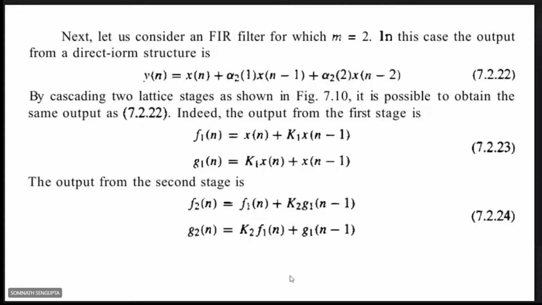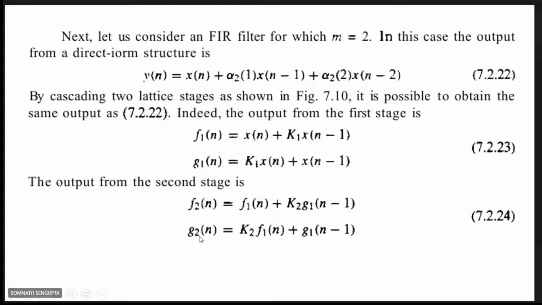So for the second stage, the input is for the second stage and first output, main output, we consider input f1 is not changed, but there the coefficient k2 in the second stage is multiplied with another input g1 but delayed. Okay, g1 n minus 1.